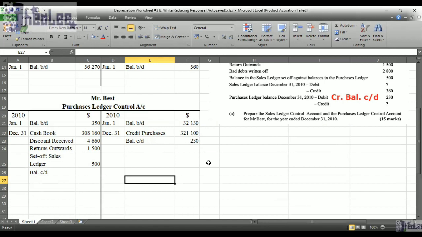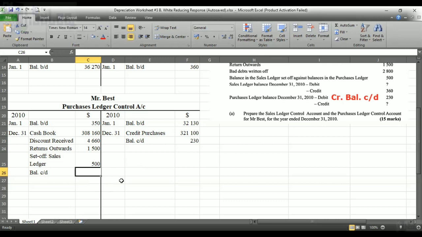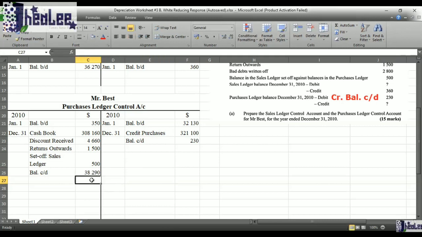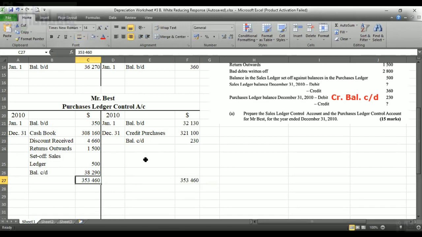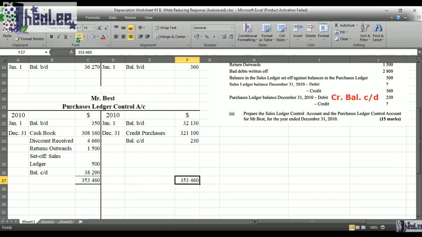So you total your credit, total your debit, find the difference between the two. And the difference that we have is $38,290. Our totals will be the next step. And our totals for both sides is $353,460. And remember, your totals must be on the same level. Ensure you have your single line above, double line below for both totals.